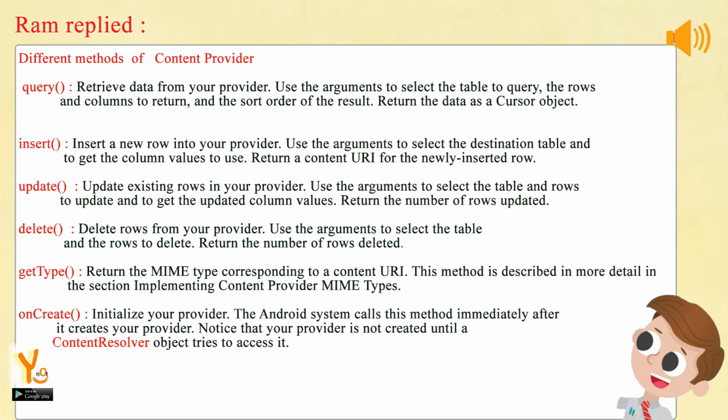Delete. Delete rows from your provider. Use the arguments to select the table and the rows to delete. Return the number of rows deleted.